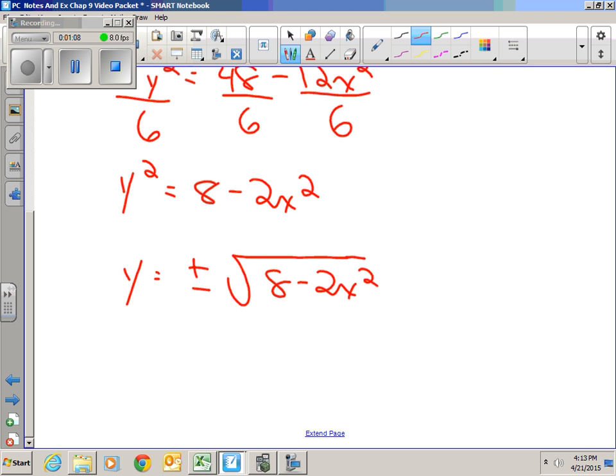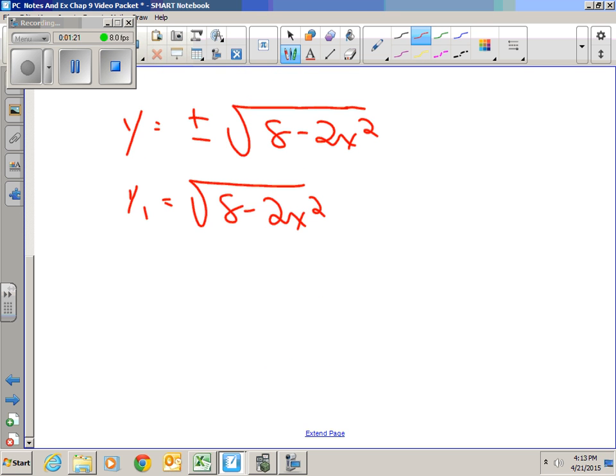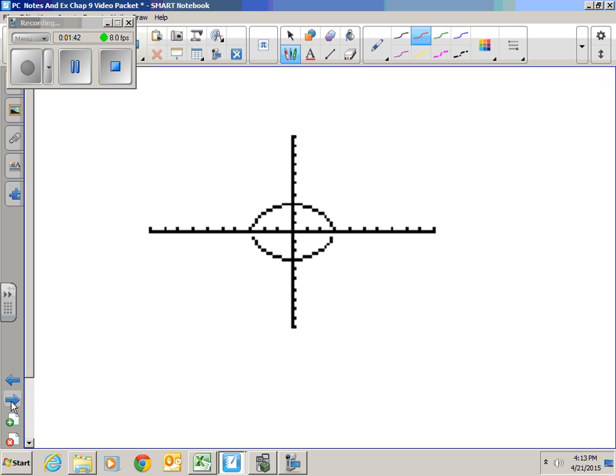We are now going to punch both of those functions into y1 and y2 on our graphing calculator. In y1, we're going to type in radical 8 minus 2x squared. And in y2, we're going to type in negative radical 8 minus 2x squared. Don't forget to make sure that we type in the negative sign and not the minus sign when you do that. So go ahead and punch it into the calc, and I'm hoping you get a picture that looks something like that. That is an ellipse.